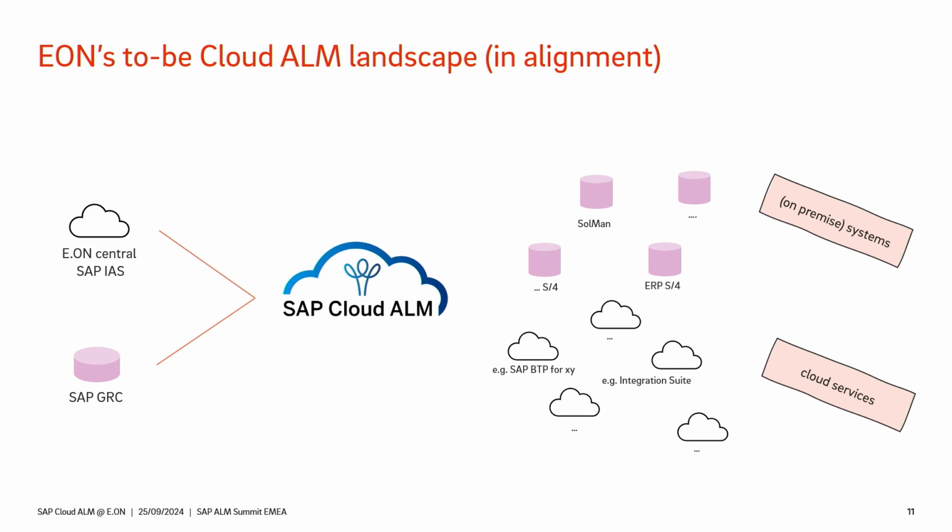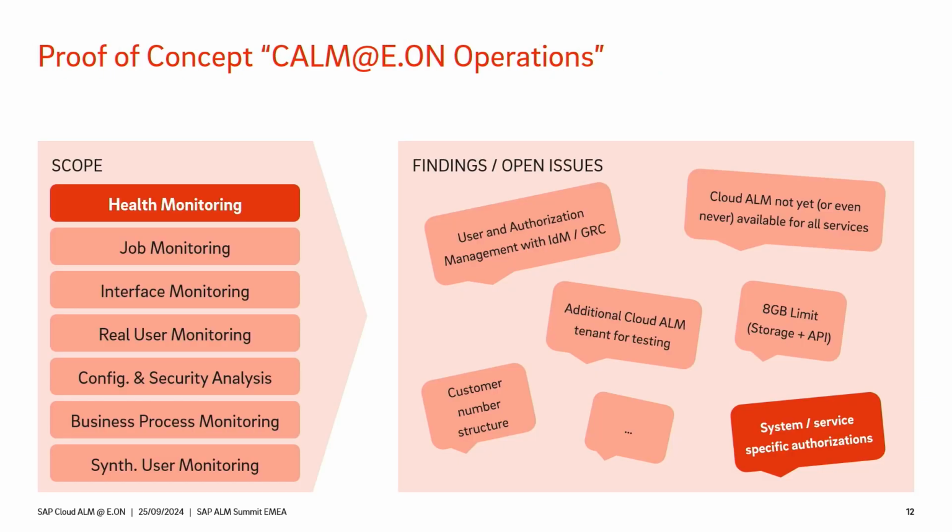Left-hand side is central IIS and GRC, so pretty good experience in this area. So we managed to have this connected, and on the right-hand side you can see the systems which are connected to Cloud ALM. So we are dealing with on-premise systems and cloud services as well. The proof of concept itself covers all the use cases from operations, but today in the demo we will show you something of health monitoring.